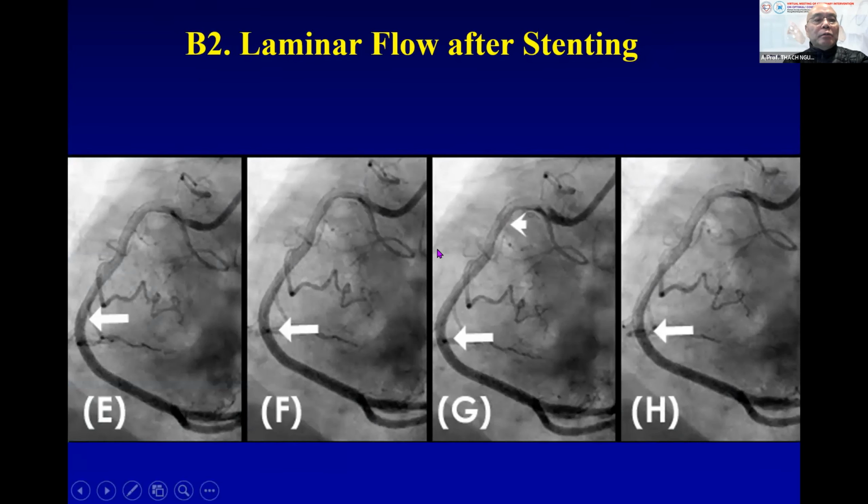Now in E, we see forward, and F, further, and in G, we have some reverse flow here, and we have some contrast backward here. And this is the rule. I said, oh, no, this is the rule, but what I'm looking for is when we see the laminar flow.